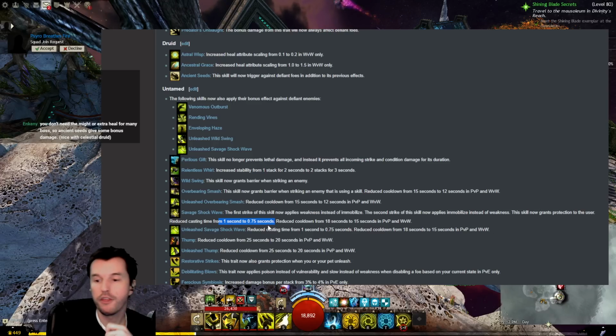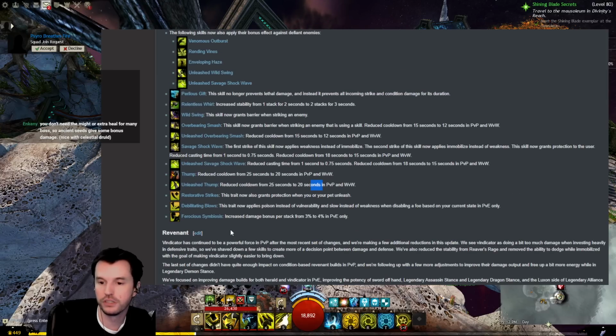Thump, reduced cooldown by 5 seconds in competitive. Unleashed Thump, reduced cooldown by 5 seconds in competitive. Restorative Strikes now also grants you protection when you or your pet unleash. Debilitating Strikes now applies poison instead of vulnerability.